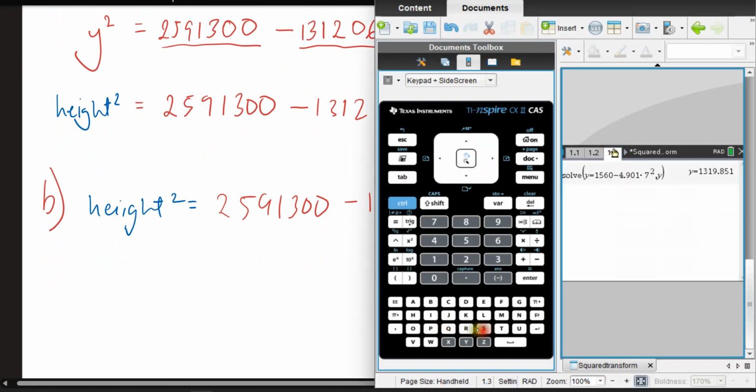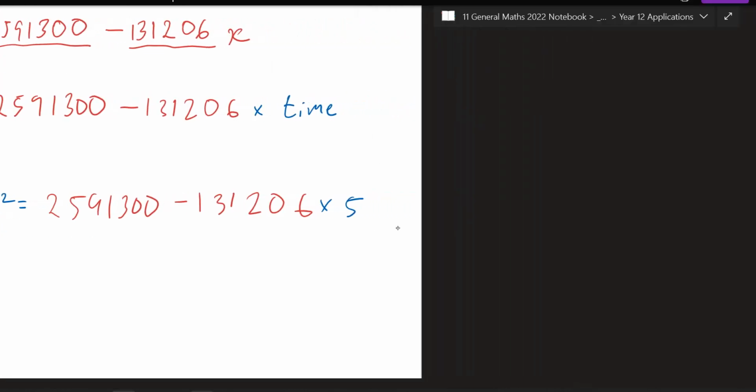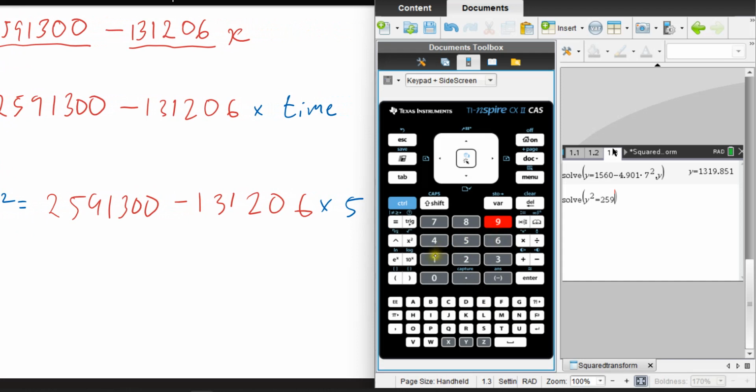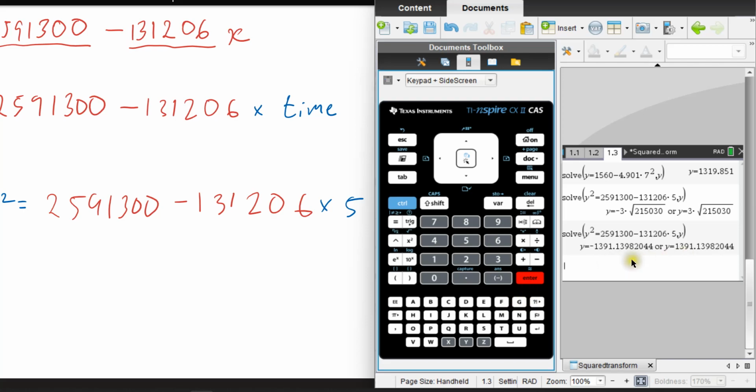So let's use our calculator for it, the solve function again. So it's going to be height squared. We'll just go y to the power of 2 is equal to 2,591,300 take away 131,206 times 5, comma. Remember, we're looking for y here this time. There you go. So if you get that, just press Control Enter. But there's our value. So it's either of these.